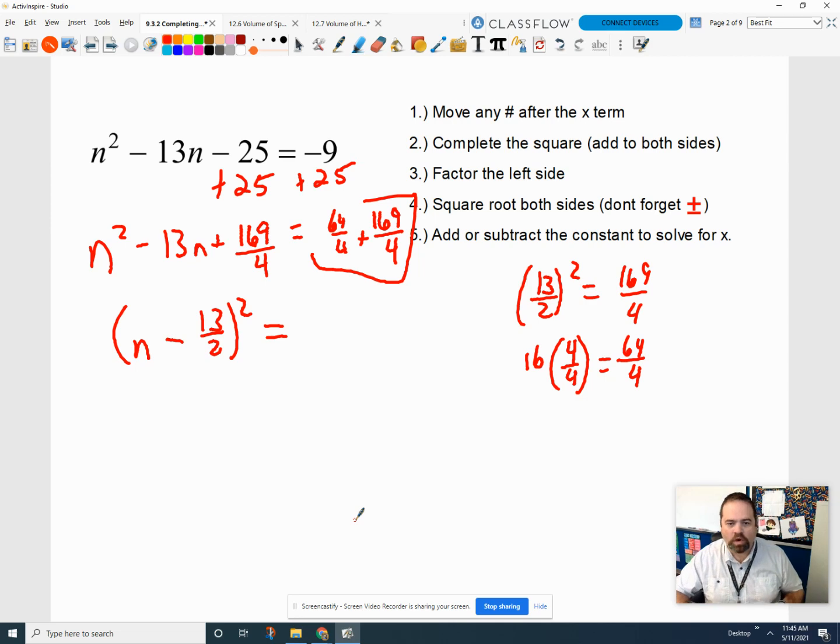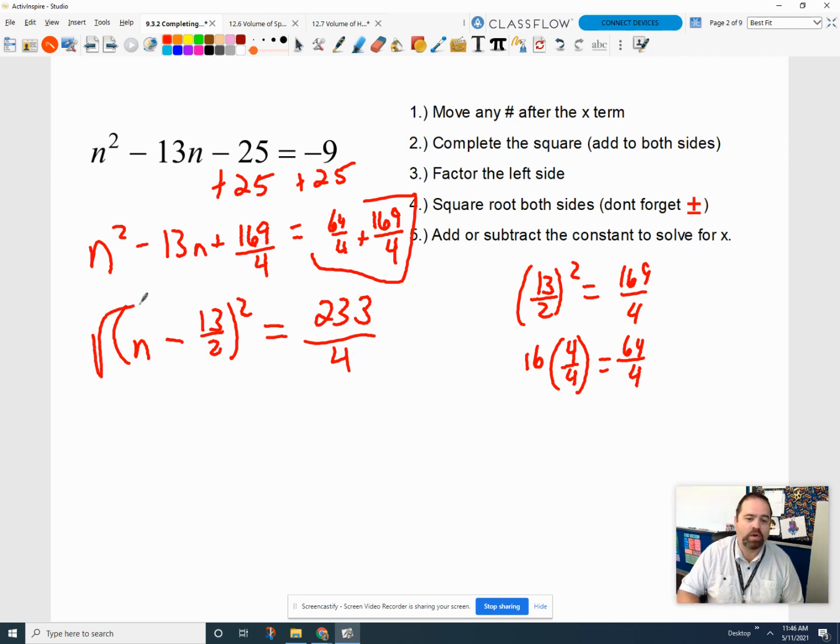So 64 plus 169 is, what's that, 3, 2, 5? My brain's not working, guys, sorry. 3, carry the 1, so 233 over 4. I'm not trusting my brain right now. Yeah, 233 over 4. Leave them improper. That probably goes against everything that you want to do, but leave them improper.